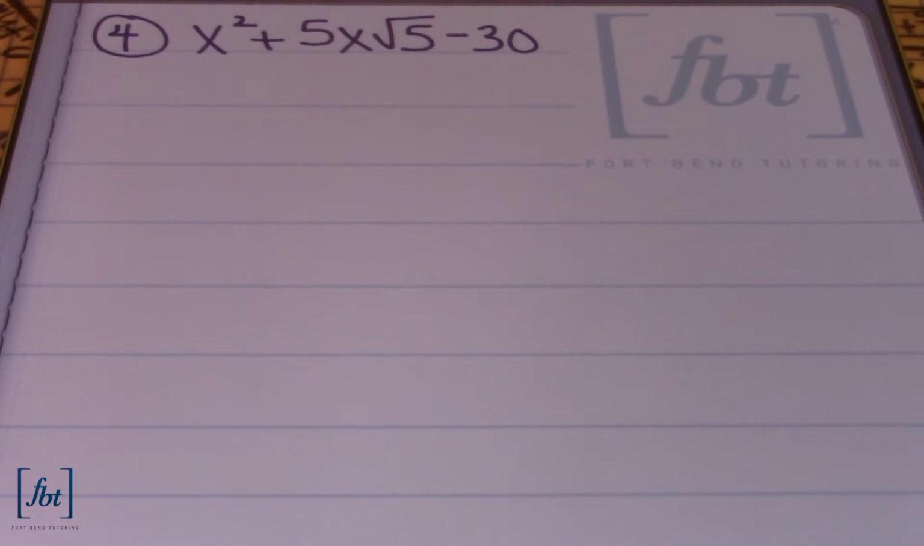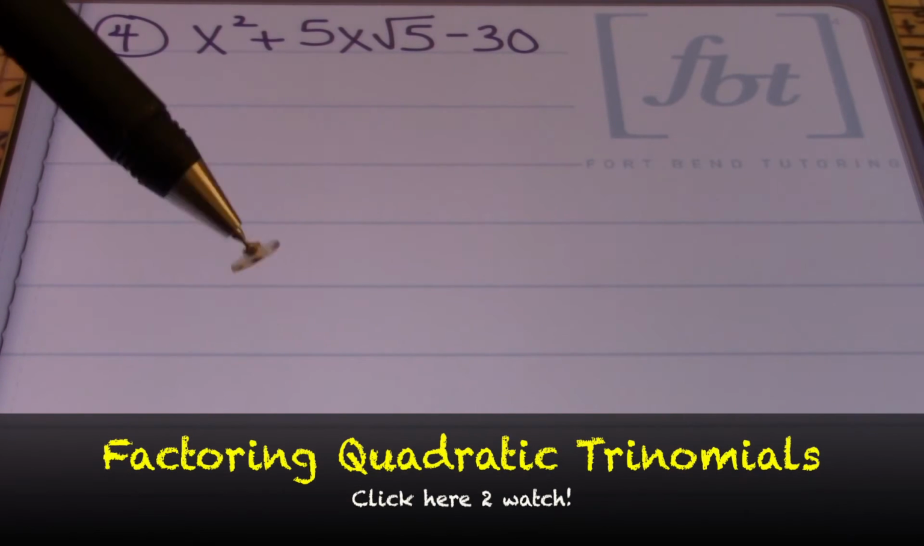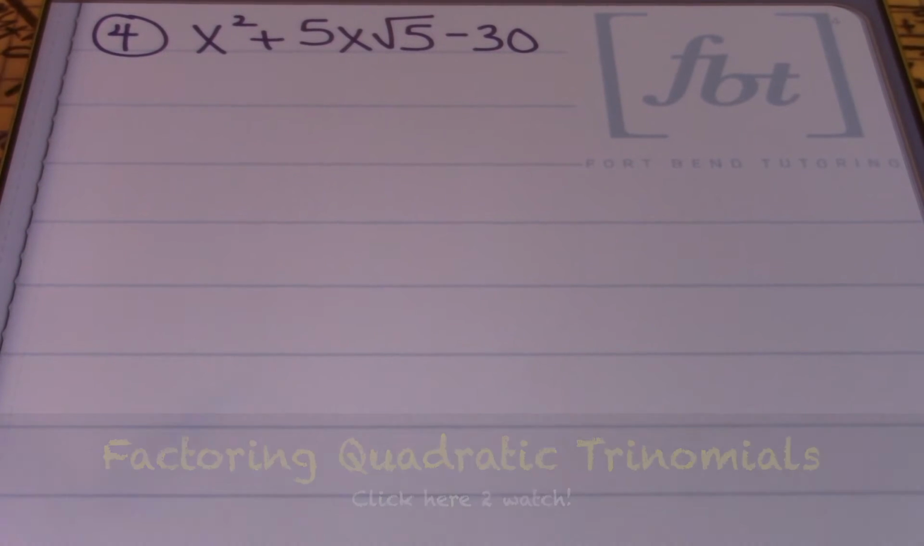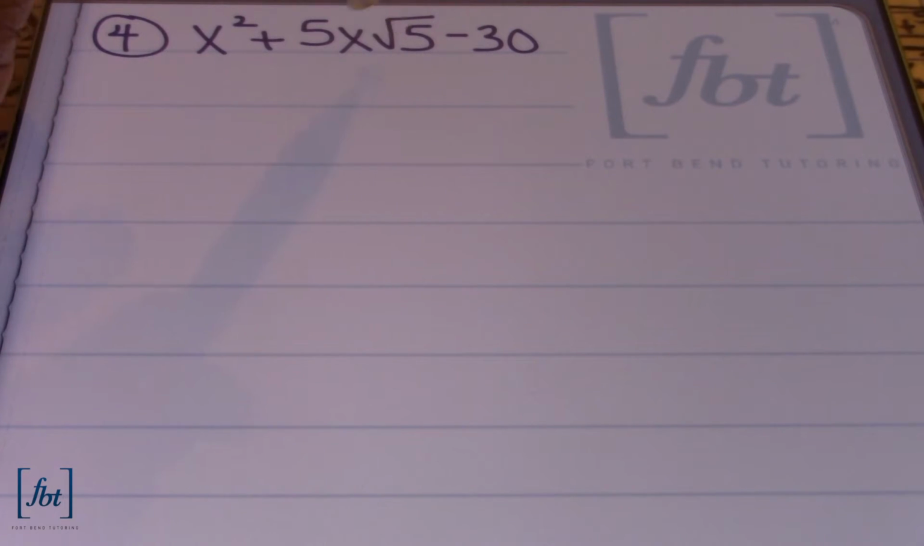All right. Problem number 4. We have x squared plus 5x times the square root of 5 minus 30. Now, in this problem here, we have a quadratic trinomial, but you obviously have that square root of 5 right there. So we're going to be using the same process that we showcased in our factoring quadratic trinomials part 1 video. Check that out. And we're going to keep in mind that somewhere along the line they had this square root of 5 in here. So we can assume, since the last term is an integer, that they squared this square root of 5 somewhere down the line.